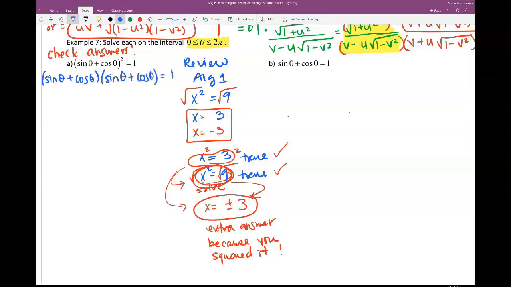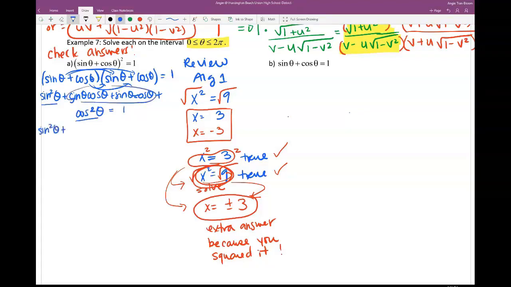Equals 1. Okay, let's FOIL cautiously. Sine times sine is sine squared of theta. Sine times cosine is sine times cosine, because there's not much I can do with that. And in the middle, there's another sine times cosine. Then cosine times cosine is cosine squared of theta, equals 1. I can add these together. So now I have sine squared of theta plus cosine squared of theta, and in the middle, 2 sine cosine, equals 1. Well, this is an identity.